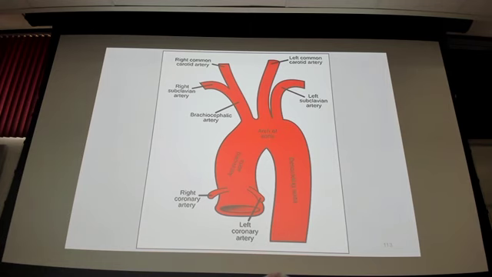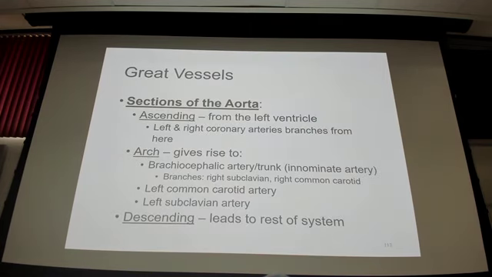But go back. So, the ascending aorta at the arch, right? This is a fine point, but it's important. Those are not branches off of the ascending aorta. They are branches off of the aortic arch, okay?